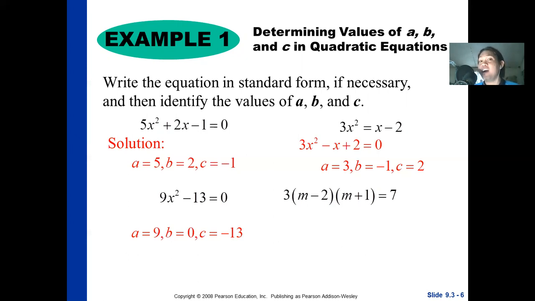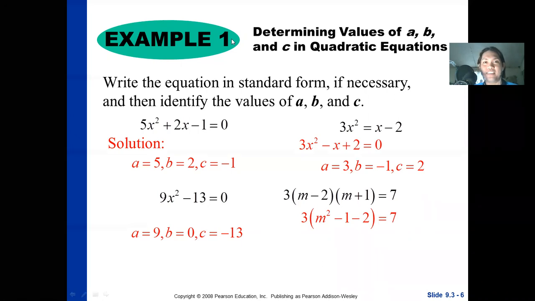So next, the last equation that we have, of course, it's obviously not written in standard form, so we have to write the standard form by expanding the equation. How to expand? Just multiply. How to multiply? You can follow the FOIL method or apply the distributive property of multiplication. So we have now 3 times the quantity of m squared minus m, minus 2, then is equal to 7. Sorry, I have to correct this one, this must be m.